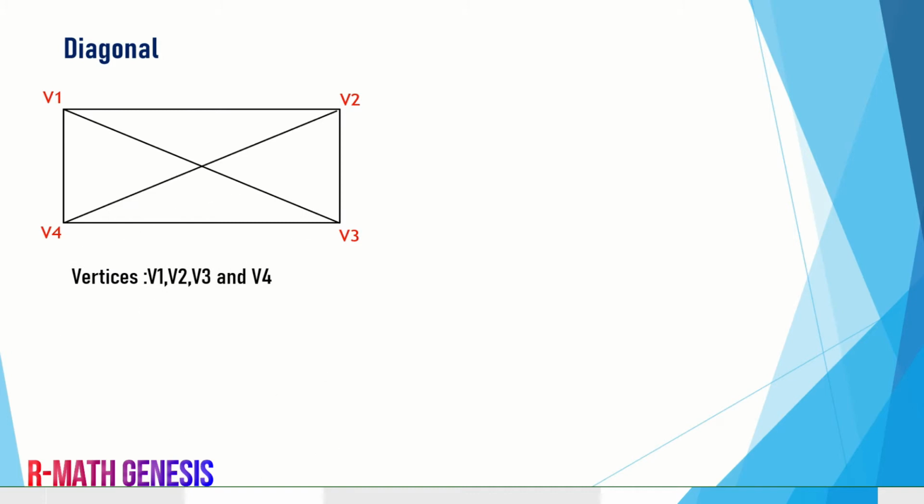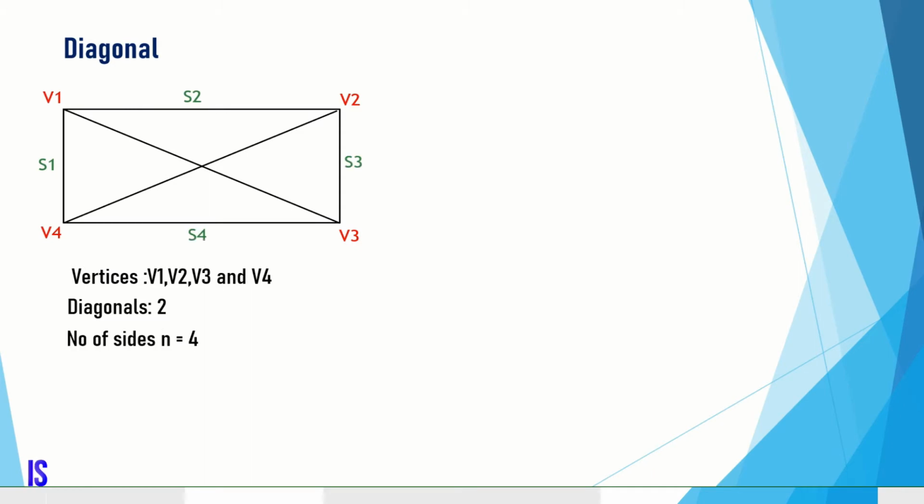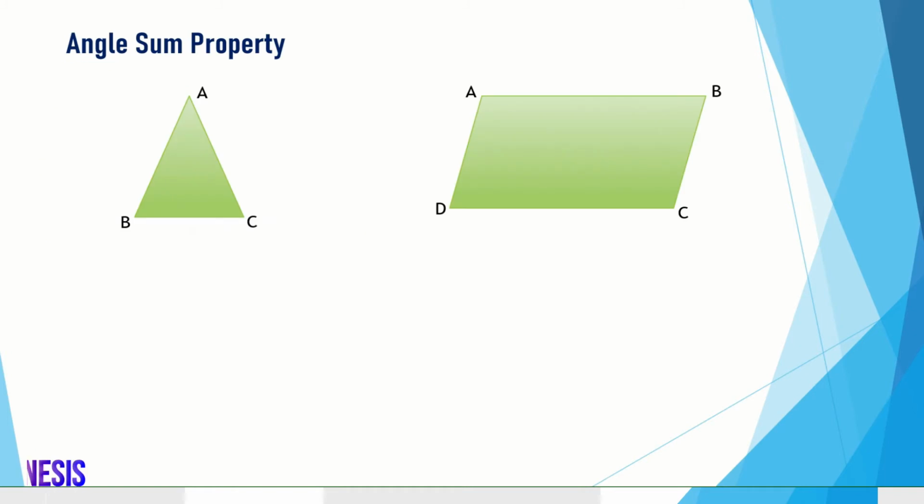Yes. So how many diagonals do we have here? 2. And similarly, can you guess how many sides there are here? Yes, there are 4 sides. Okay, so this is about a diagonal. Okay, next comes the angle sum property.